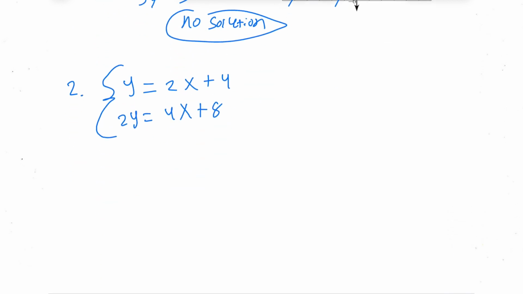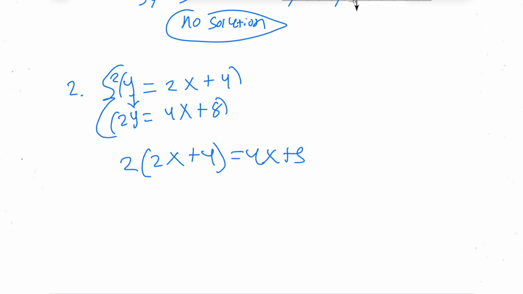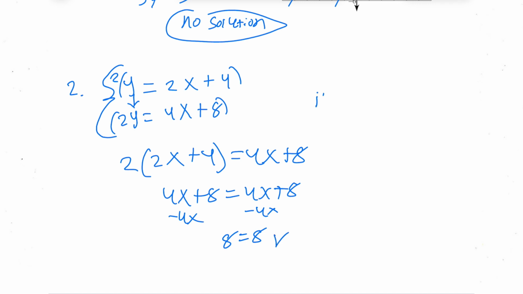So this one, if you didn't notice, this equation is just 2 times the top equation. So if we were to solve this using substitution, plugging this in here, we'd get 2 times 2x plus 4 is equal to 4x plus 8, which would be 4x plus 8 is equal to 4x plus 8. If we were to simplify this further, we get that 8 is equal to 8. So something that we get is like a number is equal to itself, which is always true. That's infinite solutions.